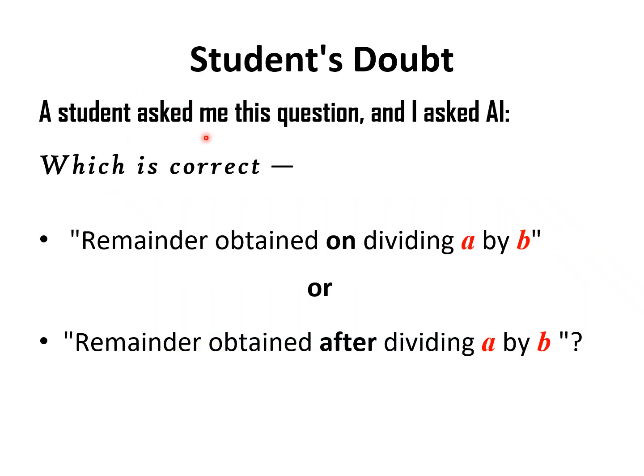Now we should thank the student who asked me this question. It was actually a student who raised the question, and since I could not immediately answer, I referred it to AI, artificial intelligence. It's very useful nowadays. So I referred the student's doubt to the artificial intelligence: which is correct, remainder obtained on dividing A by B or remainder obtained after dividing A by B? Let us see what the AI says.